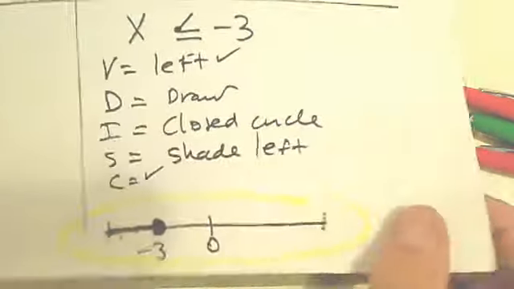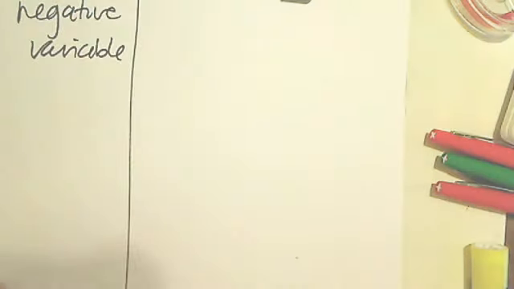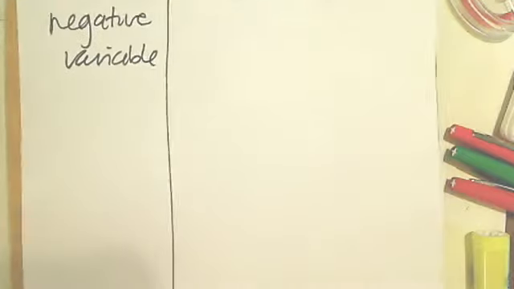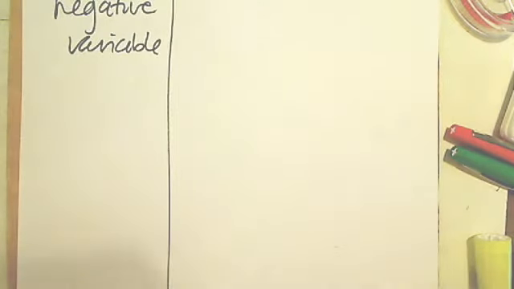Okay, last one and we're done. Maybe. Let's go over the negative variable again. What happens when you see it? This is kind of tricky right here. What happens when you see a negative variable? Okay, you divide by negative 1.